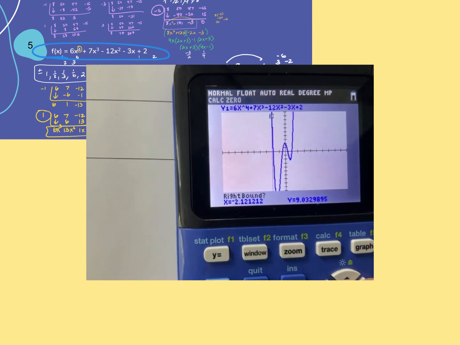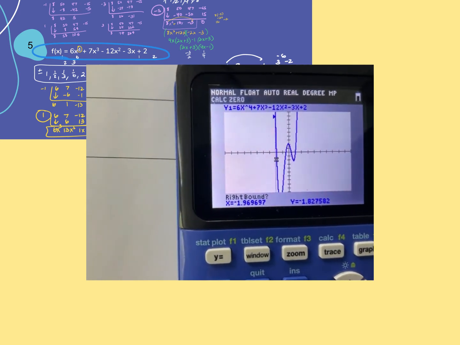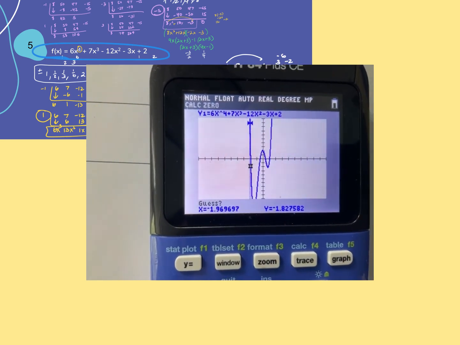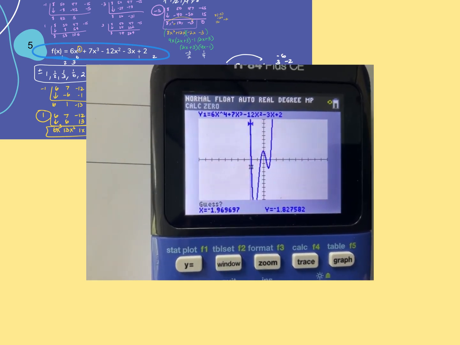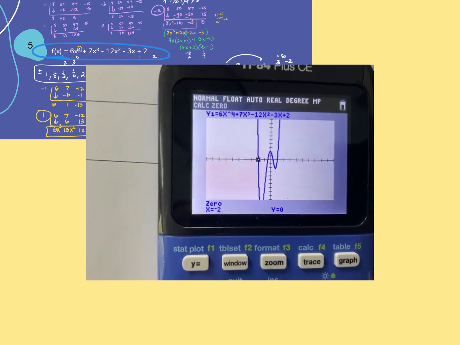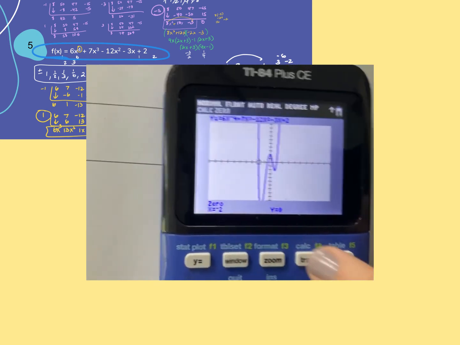Now it wants me to go right of it. So I hit the right arrow. I'm now to the right of the graph. I'm below it, but I'm also to the right of it. I hit enter, and then it says, are you ready for me to guess? I say yes, and I hit enter, and it brings me to -2. Now there's 4 zeros here. So if I want to do it again, I go second, trace.